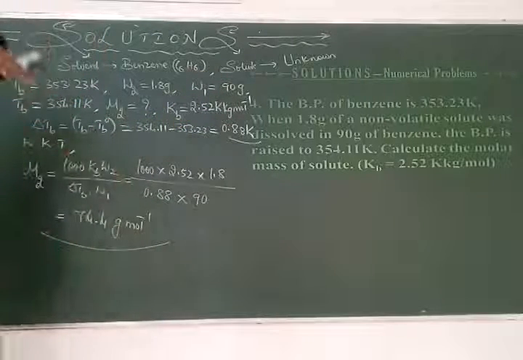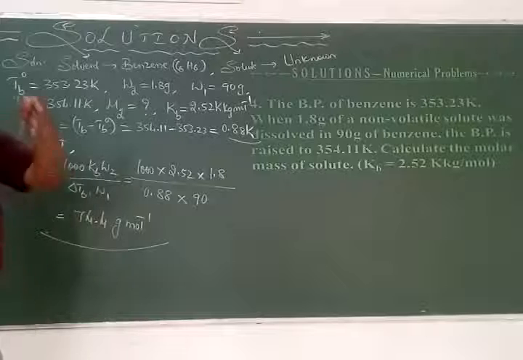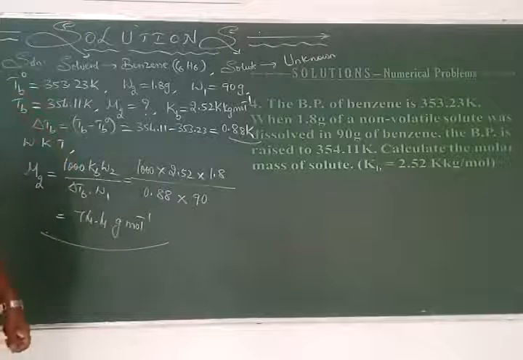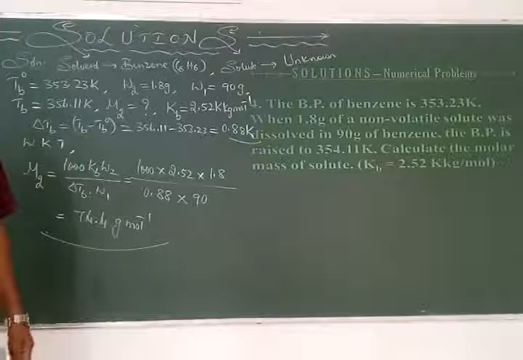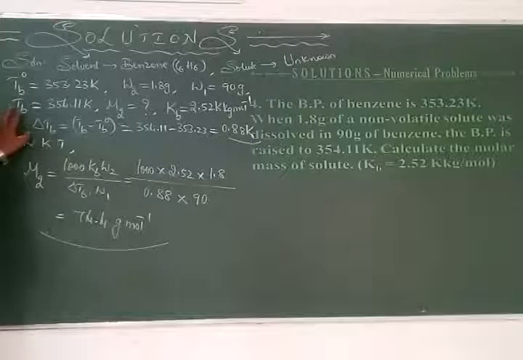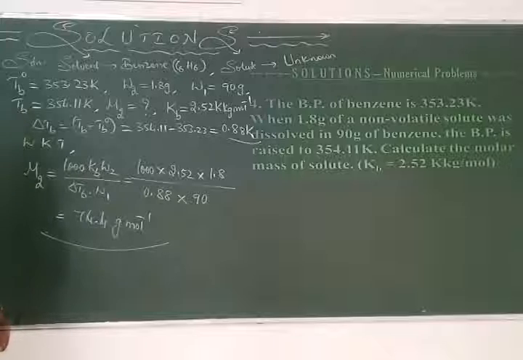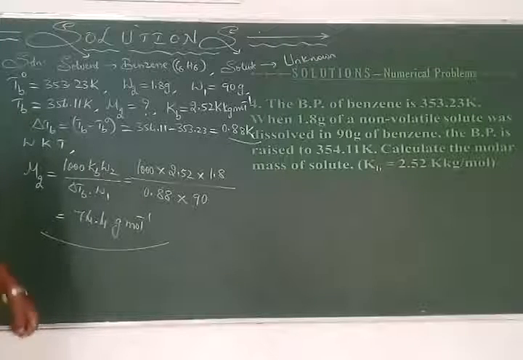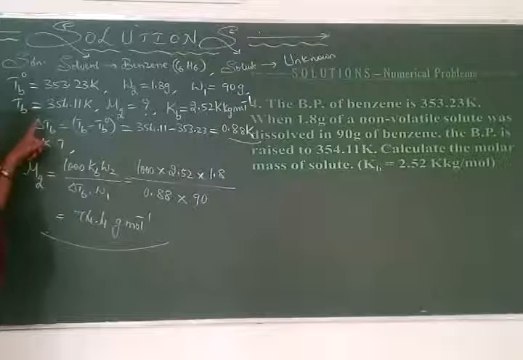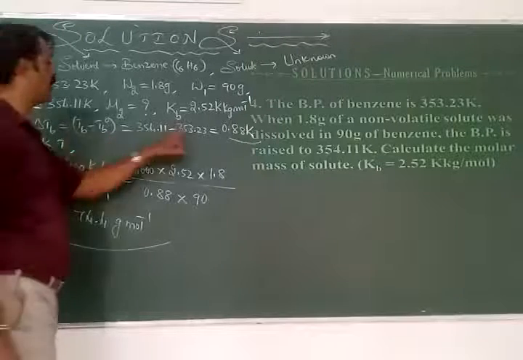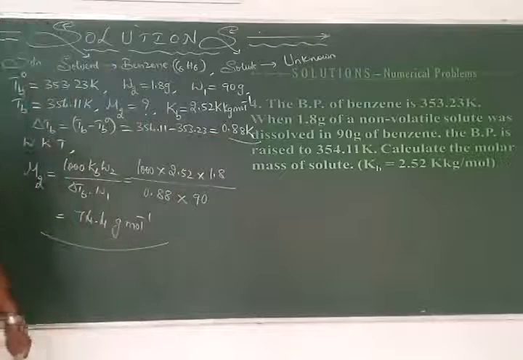By adding this amount of solute, that is 1.8 grams, to the 90 grams of pure solvent called benzene, the boiling point of the solution rises to, what is the symbol for the boiling point of the solution? It is Tb. Tb is equal to 354.11 Kelvin. The difference of these two is called the elevation of boiling point, given by delta Tb equals Tb minus Tb naught, which is equal to 0.88 Kelvin.